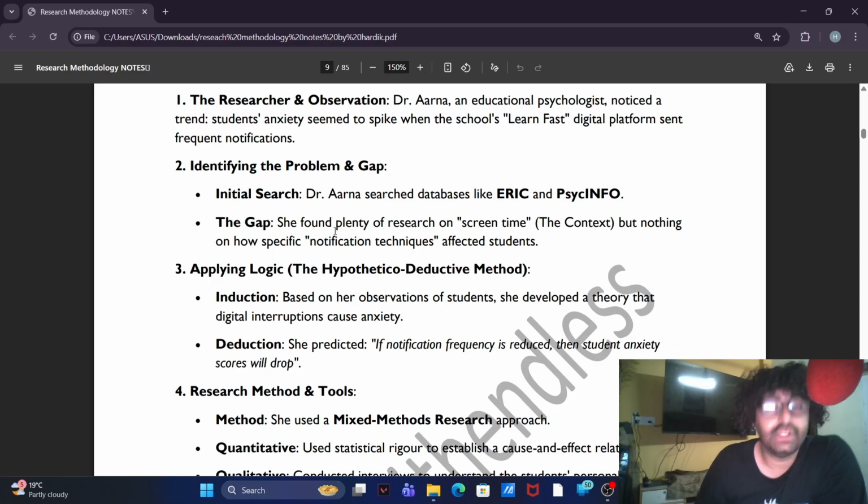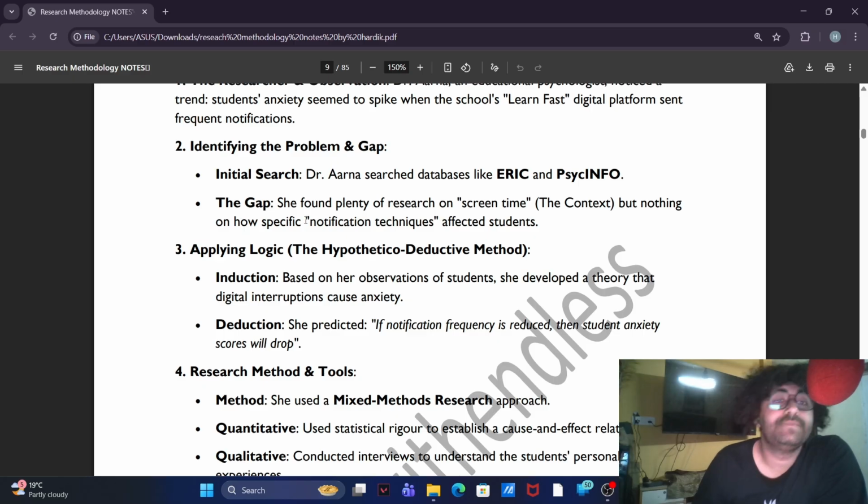This was the observation: identifying the problem and gap. Initial search: Dr. Anna searched databases like ERIC and PsycInfo. It is a psychological study. You guys can understand the gap. She found plenty of research on screen time, the context, but nothing on how specific notification techniques affected students.